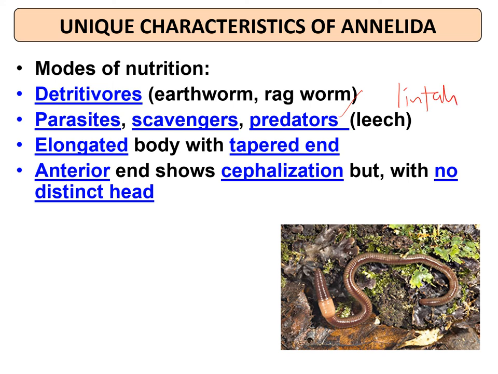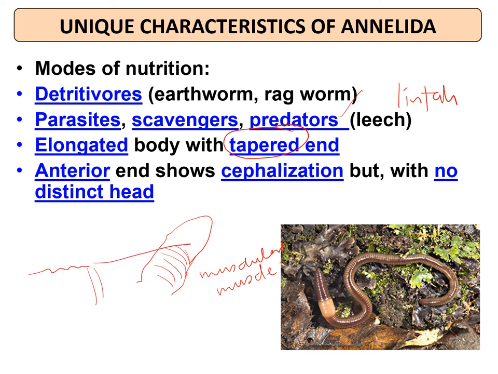Annelida has an elongated body with tapered ends. Their anterior, bahagian depan dia, show cephalization but no distinct head. So satu lagi berbeza dia dengan nematoda, dia dah ada bentuk macam ring-ring. So ini adalah circular muscle. Sebab tu bila dia bergerak, nampak kan dia bergerak ni panjang, lepas tu ni mengecut-kecut. Lepas tu nanti sini pula kecut, yang sini pula panjang. Jadi dia punya pergerakan, kalau awak nak tengok, awak boleh tangkap seekor cacing tanah, tengok sendirilah macam mana dia bergerak.